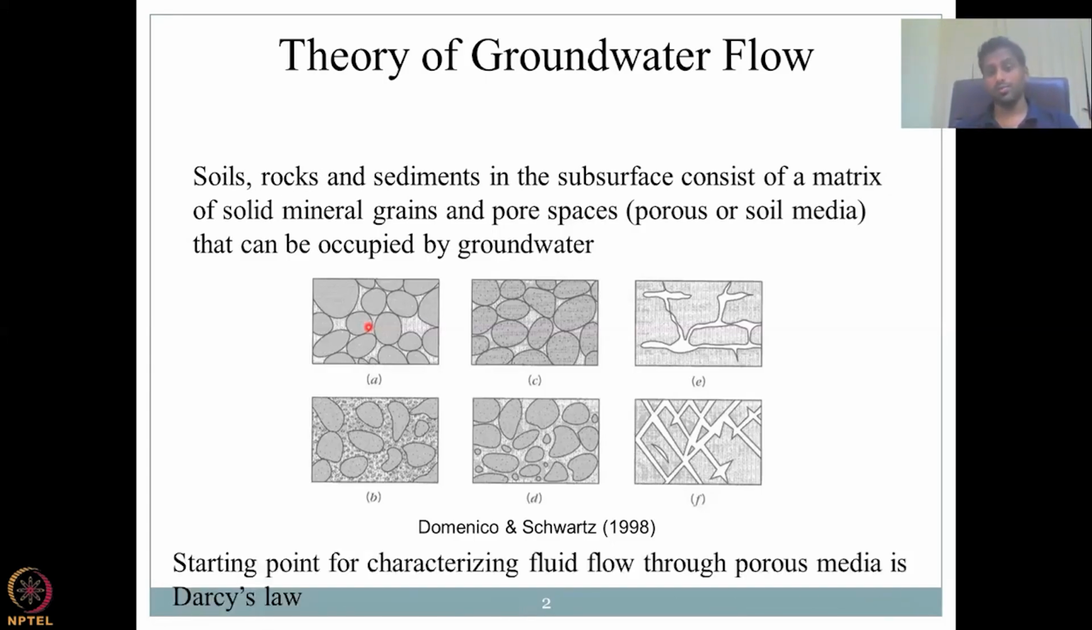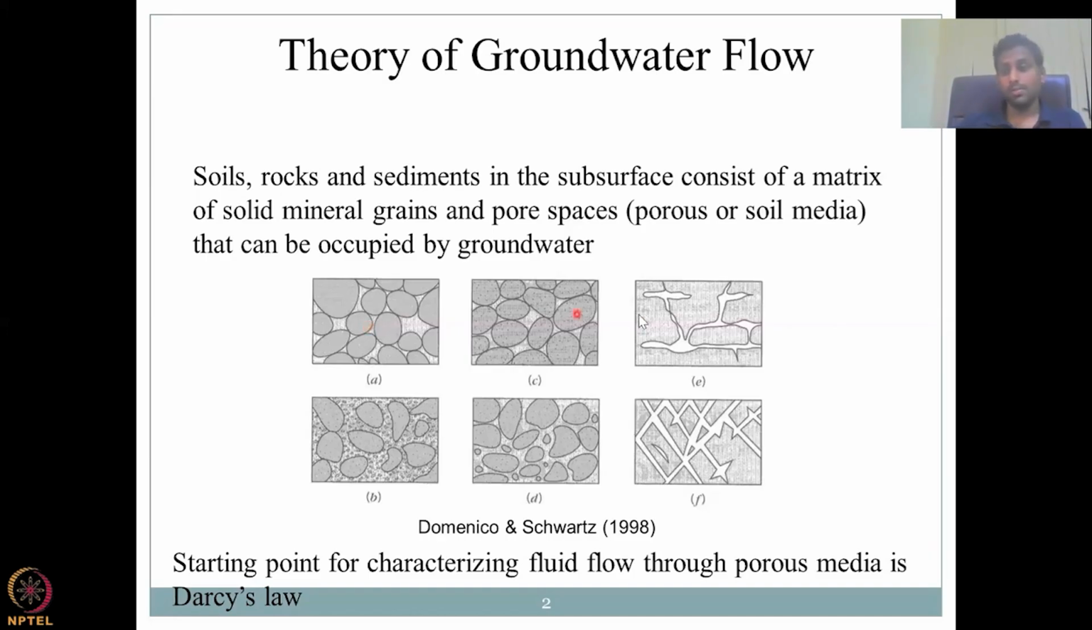Starting point for characterizing fluid flow through porous media is Darcy's law. So there is a law called Darcy's law, which is the base and very widely used equation to characterize the flow across the porous medium. And that constitutes groundwater flow, because the equation gives you a Q, a discharge as volume, or Q as a velocity. So you can either take the amount of water that flows as groundwater flow through Darcy's law, or the velocity at which it can flow through Darcy's law.